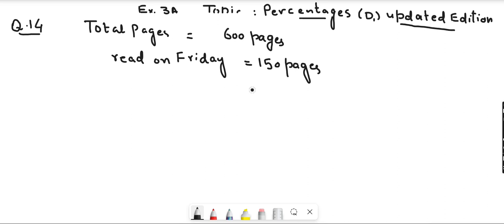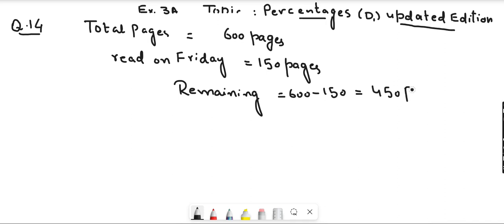Then, 40% of the remaining. First you will calculate the remaining pages. How many pages are left to be read yet? That will be 600 minus 150. It comes to 450 pages remaining to be read.